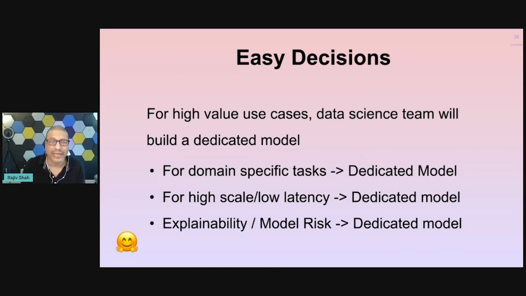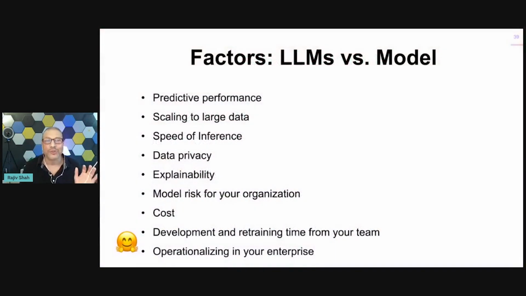The other reasons you might want a dedicated model is if you're doing high scale, like millions or billions of it, using that could be very preferential. If you need low latency, explainability. Maybe you need to be able to explain to somebody how the model works. Model risk management. Lots of people in regulated institutions have to talk to model risk management teams before they can deploy models. It might be easier at this point to do that with a dedicated model. These are just a handful of the criteria. There's really lots of other criteria that you have to think about.